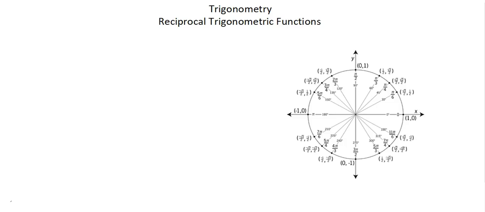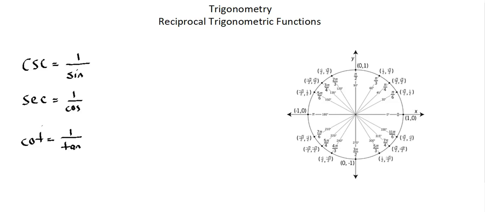Today we're going to learn the three reciprocal trigonometric functions. And these are cosecant, secant, and cotangent. They are all inverse relationships with the three trigonometric functions we've already learned. Cosecant is 1 over sine. Secant is 1 over cosine, and cotangent is 1 over tangent.